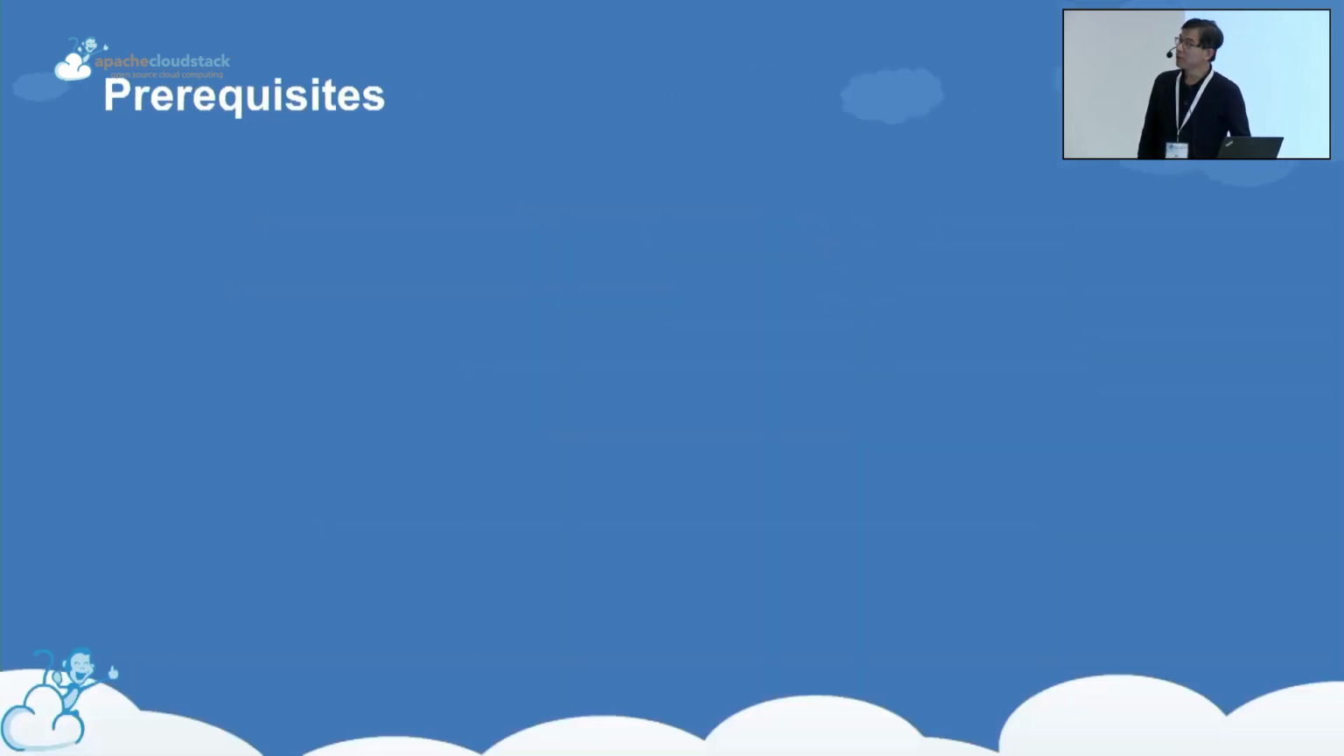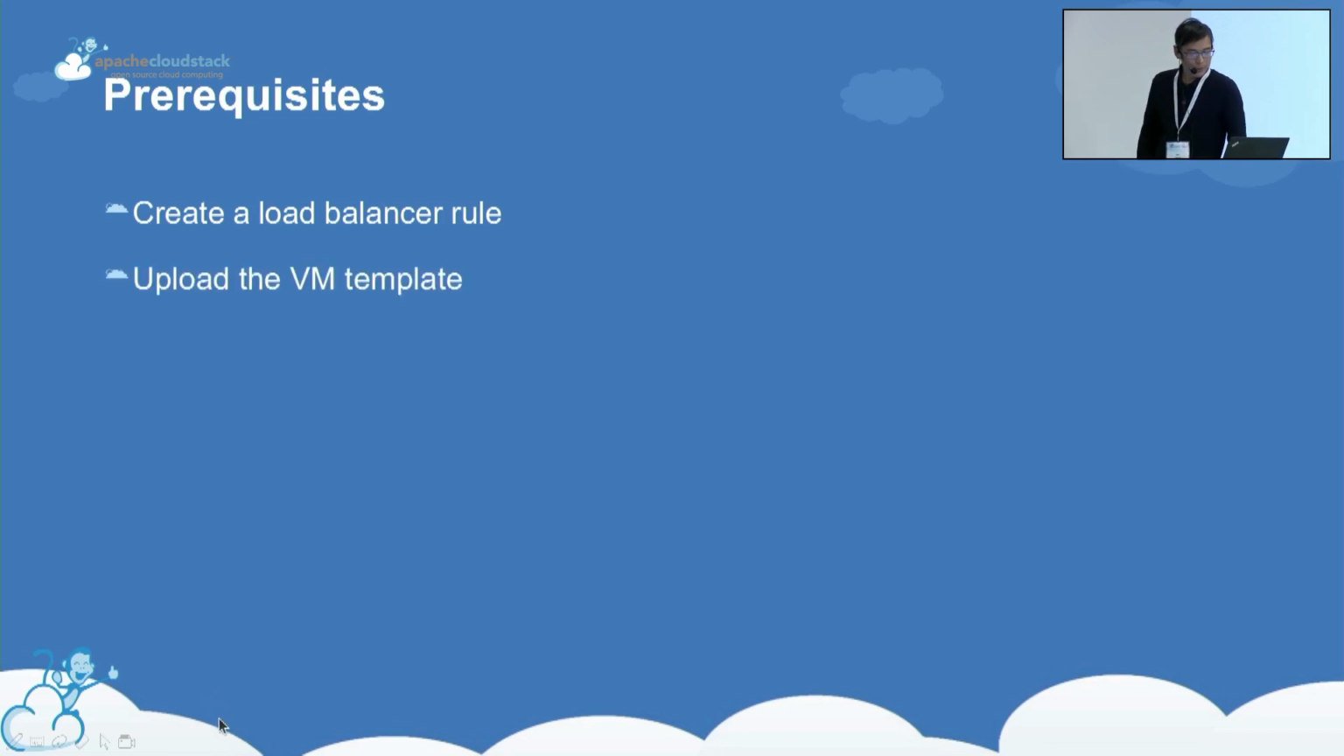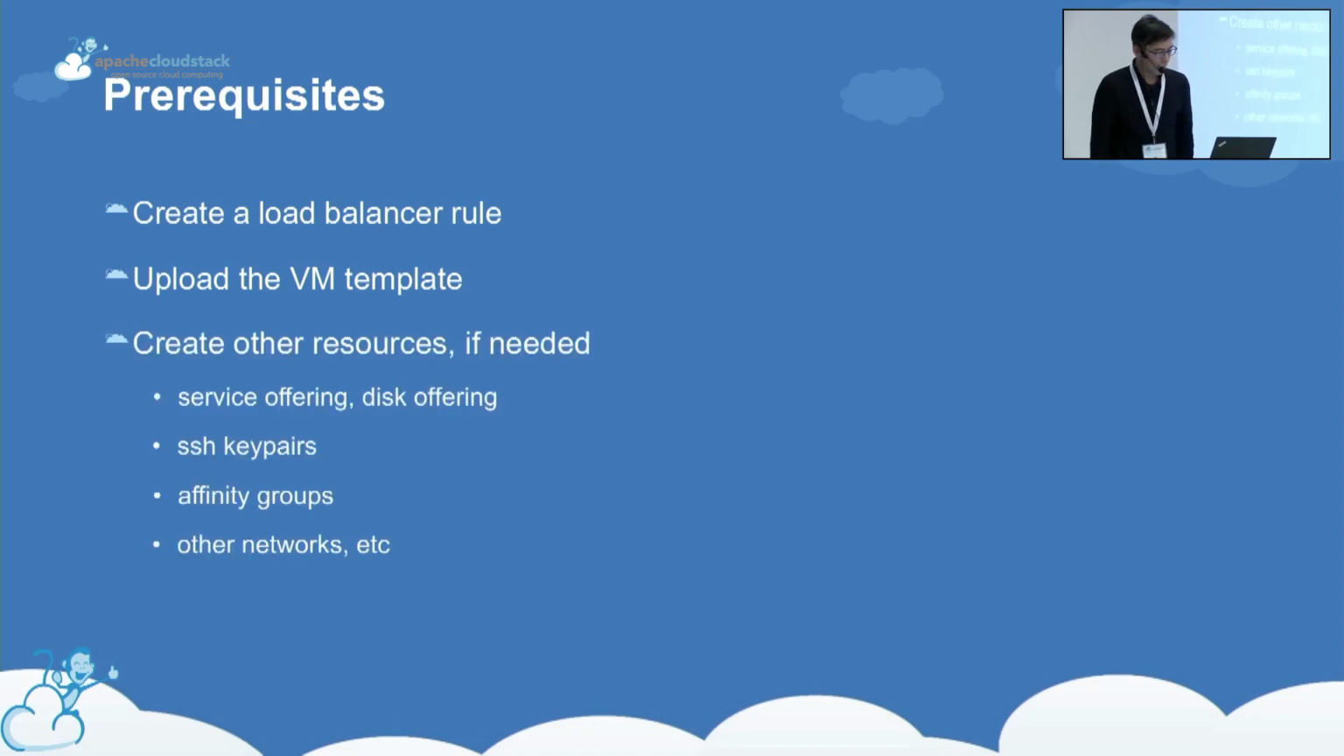So workflow. Something we need to do before we create a VM group. First, we need to create a load balancer rule, which is required for VM group. Second, the VM template must be ready. And if needed, we need to create some other resources, for example, service offering, SSH key pairs, affinity groups, and other networks.